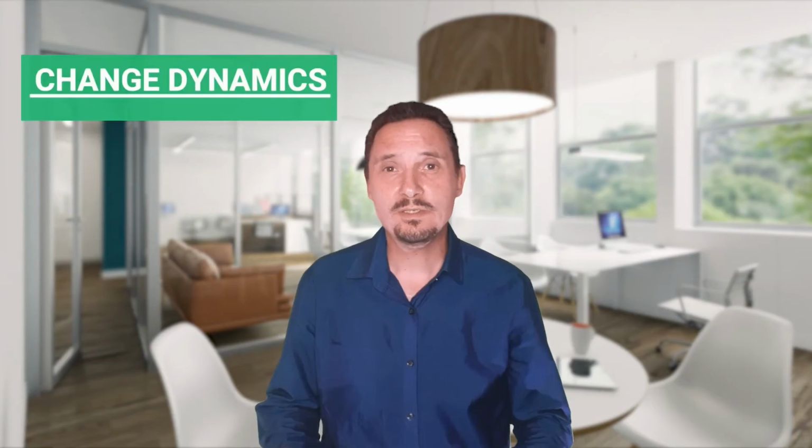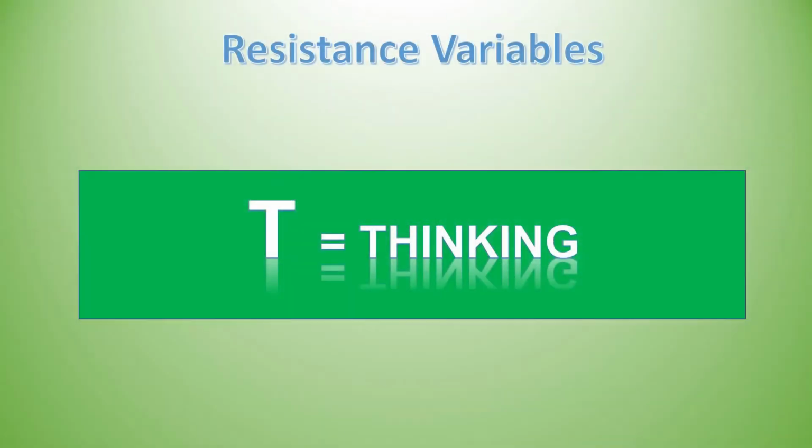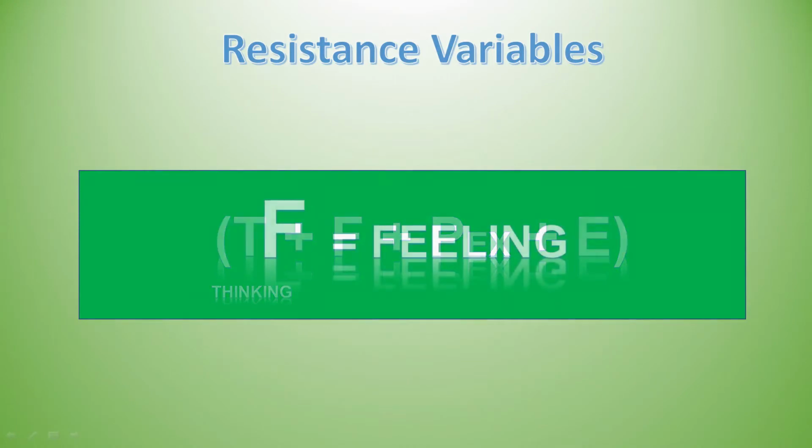So welcome back to this fourth lesson in change dynamics. On this lesson we are going to go to the second variable. If you remember, the first variable we spoke about that would cause resistance is your thinking, depending on how negative your thinking is. While the next variable we look at is the F in resistance. And the F in resistance stands for your feelings.